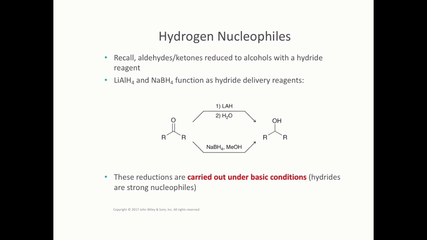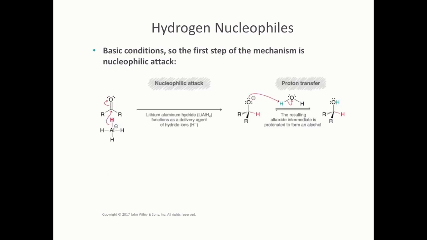Hydrides such as lithium aluminum hydride and sodium borohydride will reduce carbonyl-containing compounds, and these will be carried out under basic conditions because hydrides are strong nucleophiles. This is a review of something you've seen before, but essentially the hydride is going to attack the carbonyl carbon, breaking the pi bond, and then in the second step you have a proton transfer from water. And you can alternatively just draw an H- in your mechanisms. I think that's easier than drawing it from the aluminum hydride complex.